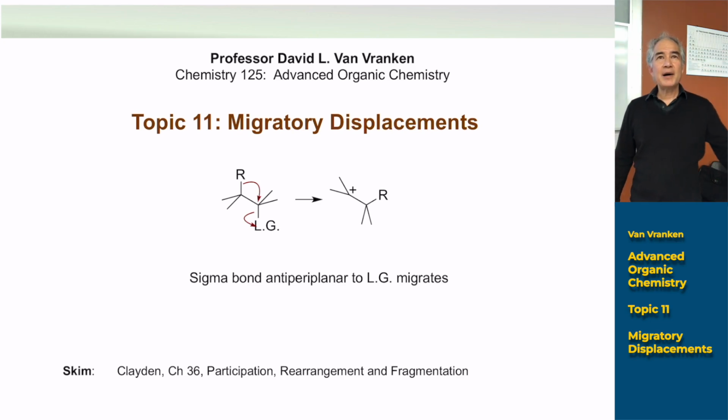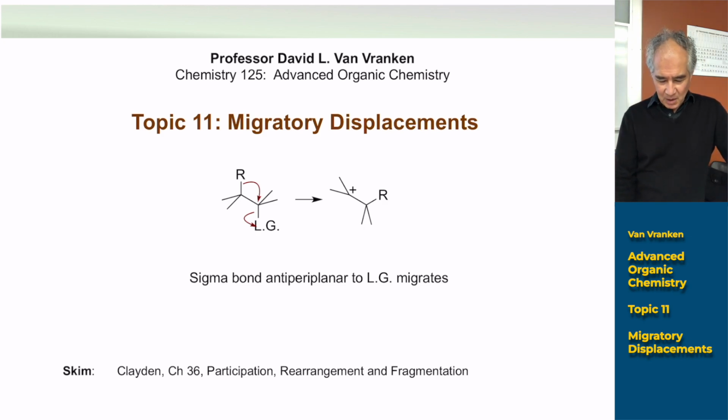We've been talking about migratory displacement reactions. So these are reactions that, in theory, could go through a carbocation intermediate, a carbenium ion intermediate, but they don't go through carbenium ions. They don't go through some sort of an intermediate where there's only 6 electrons on a second row atom.